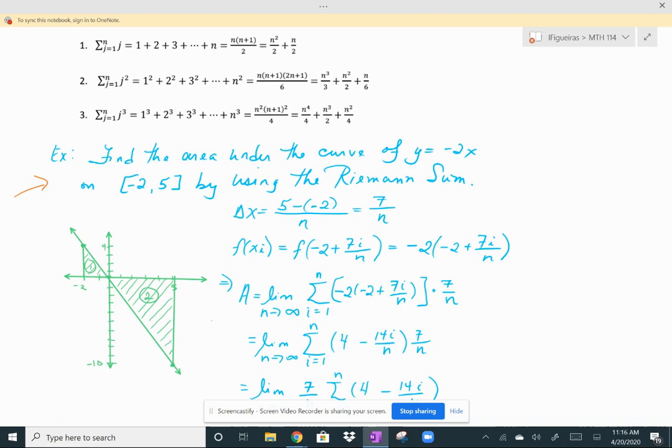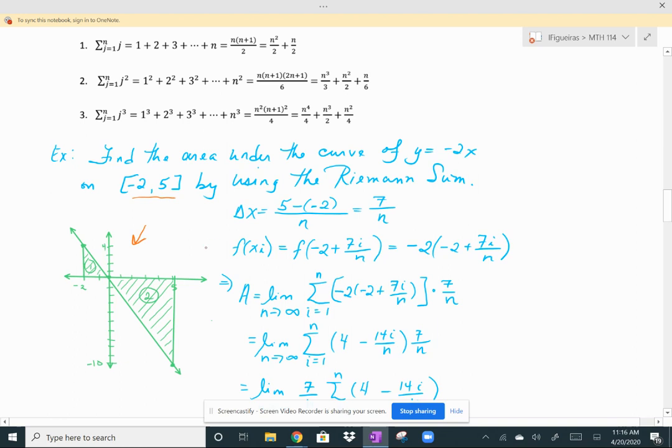So in order to use the Riemann sum, you need to compute delta x. Remember, delta x is just b minus a, that's these two numbers on the interval, divided by n. So that works out to be 7 over n. That's basically the width of the rectangles that will be used to compute this area that you see here. We should get the same answer that we got above.